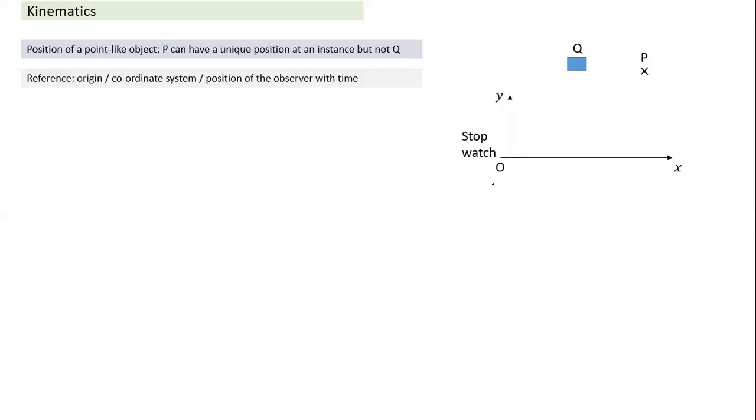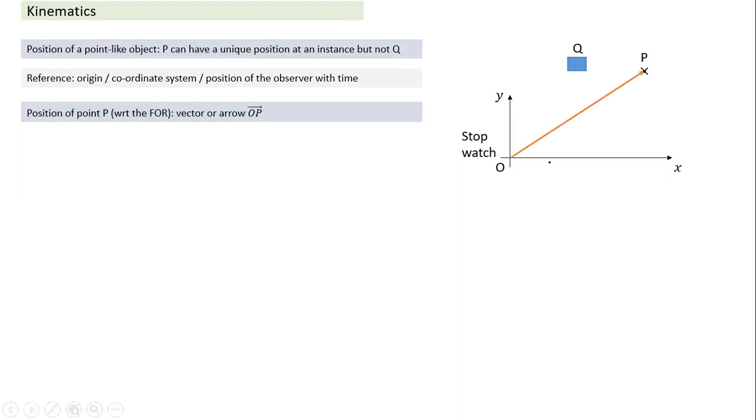If I define something like this, this becomes my frame of reference. So what is a frame of reference? When we talk about kinematics, kinematics is about motion. Motion, we say, is a combined property of object and observer. So there must be a frame of reference, then only you can talk about motion. A frame of reference is a coordinate system with a stopwatch. Right. So what is the position of a point? It is the position of the point with respect to the frame of reference. This is a position vector. The position vector is directed from the origin towards the point. This is the direction of the arrow.